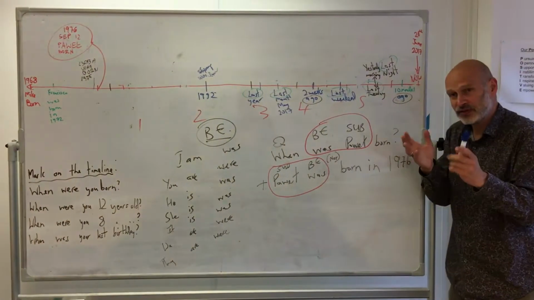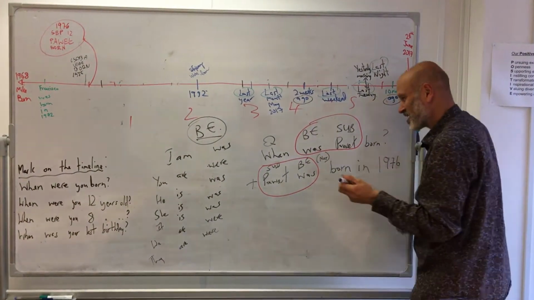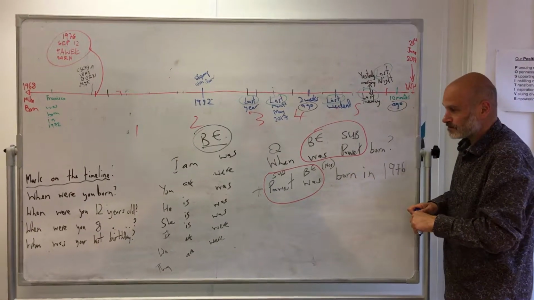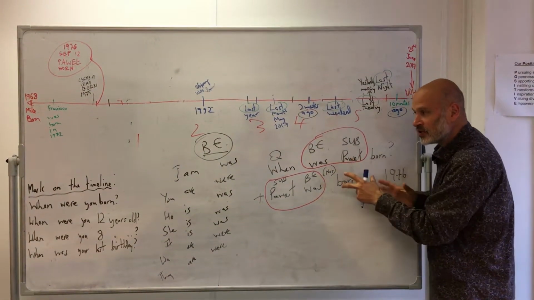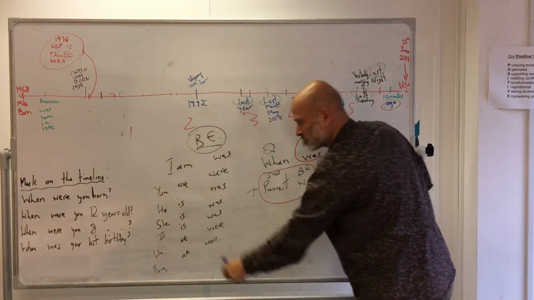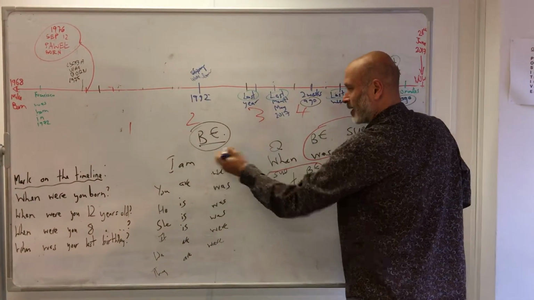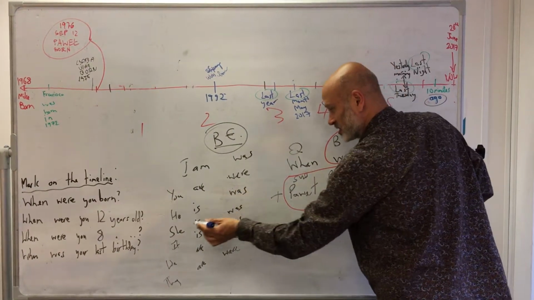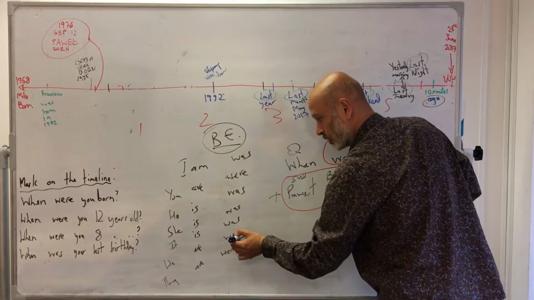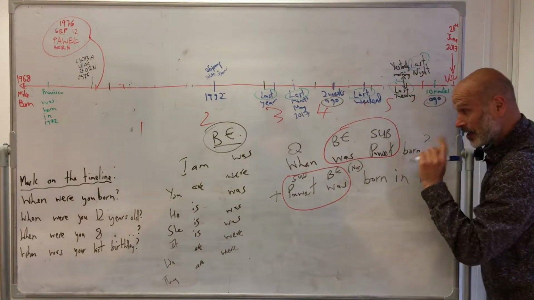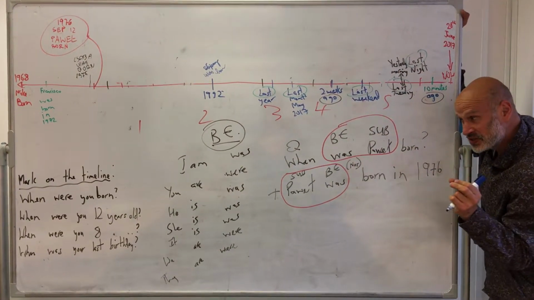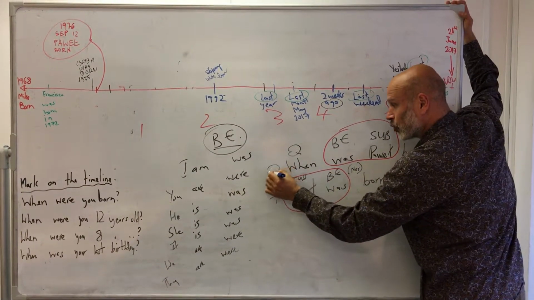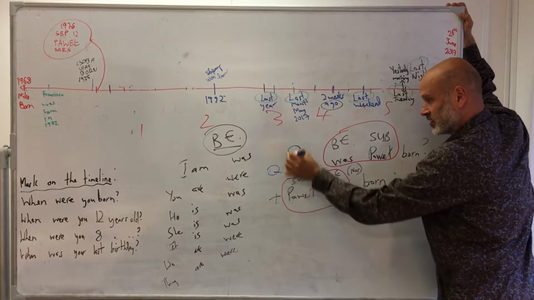The other thing that was interesting today was about when we use the verb to be. We were just looking at it one more time. We know it now. I am, I was, you are, you were, he is, he was, she is, she was, it is, it was, we are, we were, they are, they were. But we got a bit confused today when we were talking about questions and positives.